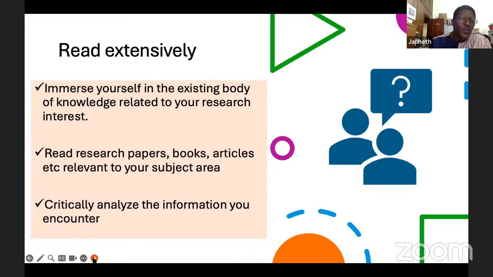And this can also help you to read extensively in your area of focus. And you must also be able to critically analyze any kind of information that you encounter or receive. So if you pick, for example, a research article, you must be able to analyze it critically, be able to identify what the issues or questions are, the methods that are used to address those questions, the findings, and how even the discussions are done. This is very key if we want to be very good researchers.